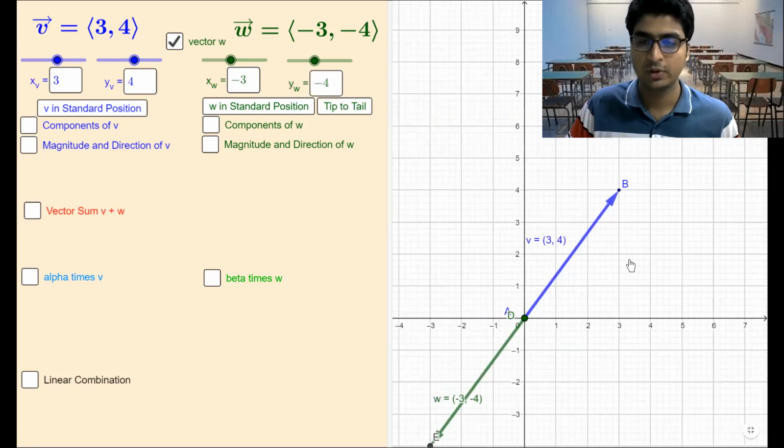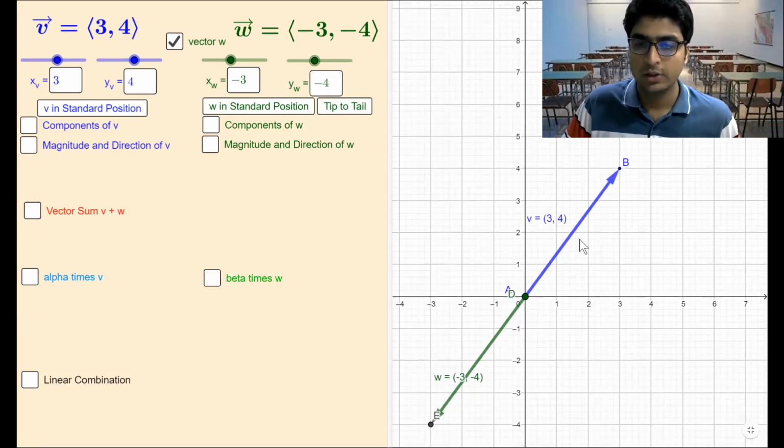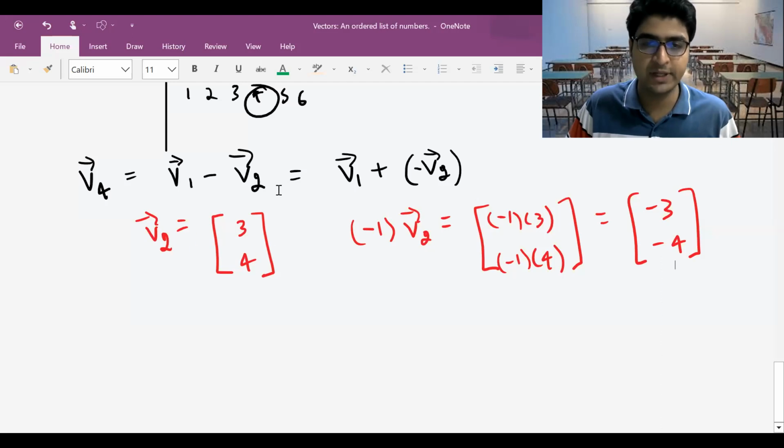Notice that the length remains the same. Here I have the point 3 comma 4 and here I have -3 comma -4. Basically the length remains the same, but the only difference is the direction. So if I take the negative of a vector, the resulting vector is of the same length but in the opposite direction. That's what happens when I take the negative of a vector.